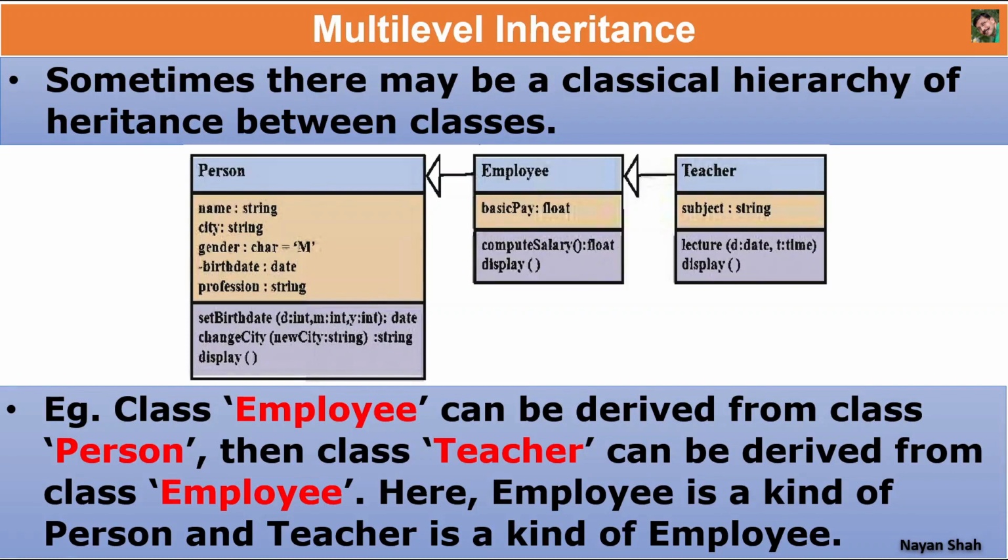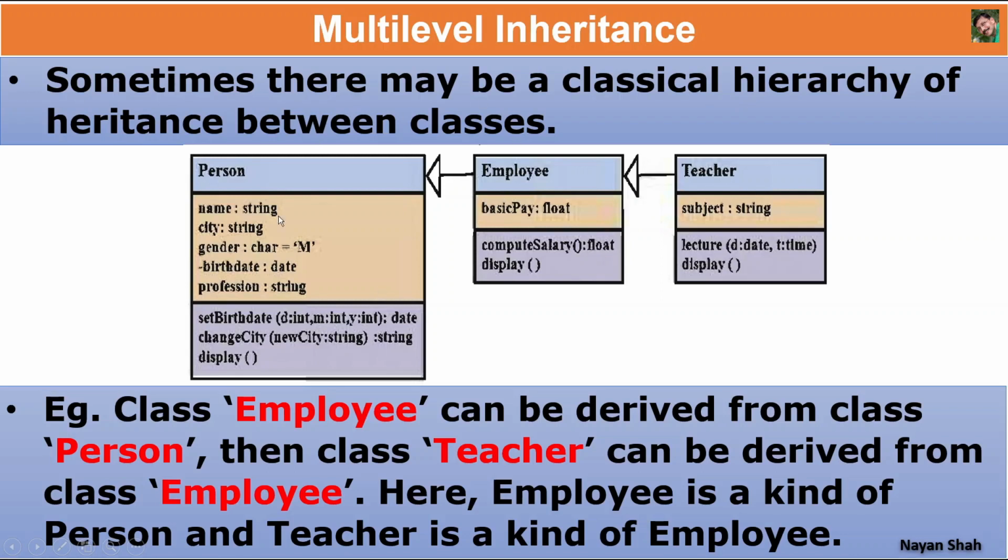And this is multi-level inheritance. Sometimes there may be a classical hierarchy of inheritance between classes. Here it is inheritance, but in between is skipped. So it is inheritance here. Sometimes there may be a classical hierarchy of inheritance between classes.